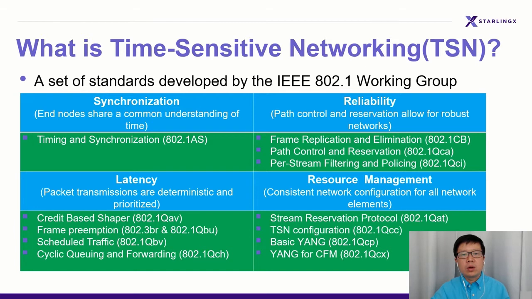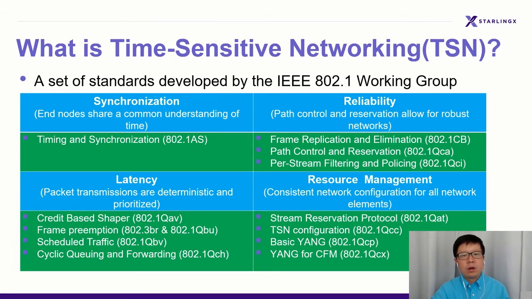IEEE 802.1AS was defined for this purpose. Roughly speaking, the standard 802.1AS is a subset of IEEE 1588 standard. 1588 standard is also called Precision Time Protocol. The abbreviation is PTP. With PTP, it is possible to synchronize distributed clocks with an accuracy of less than 1 microsecond over Ethernet networks.